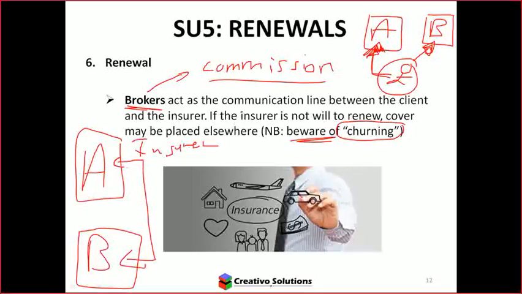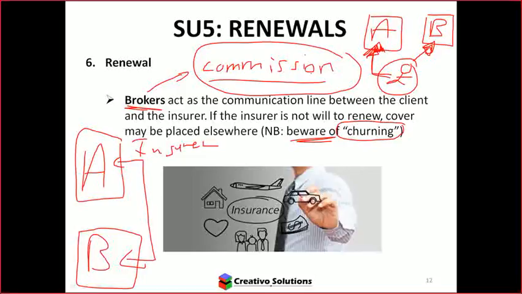It would be for their benefit. It was to get paid commission twice. Yeah. Okay, see, that's not allowed. That's bad. Brokers will get into trouble for doing that because they're churning policies. They're taking someone from one company to go to the next, just for the sake of commission.